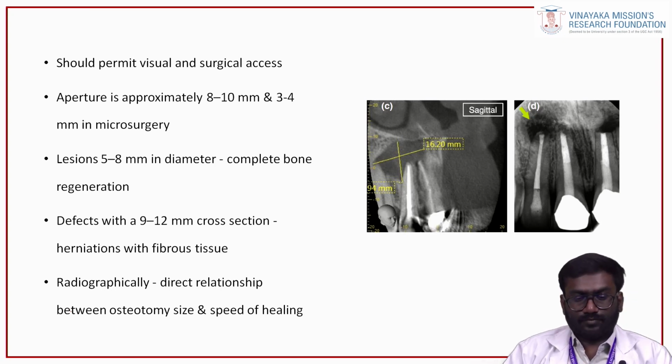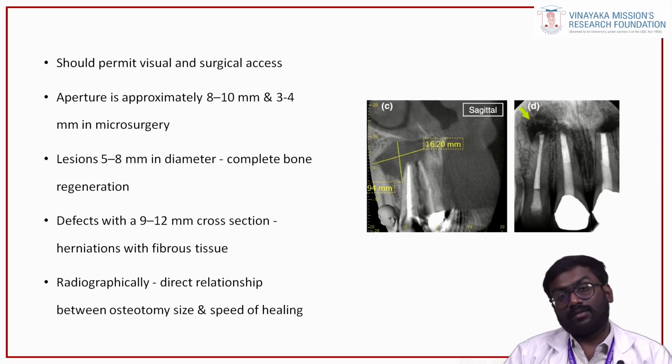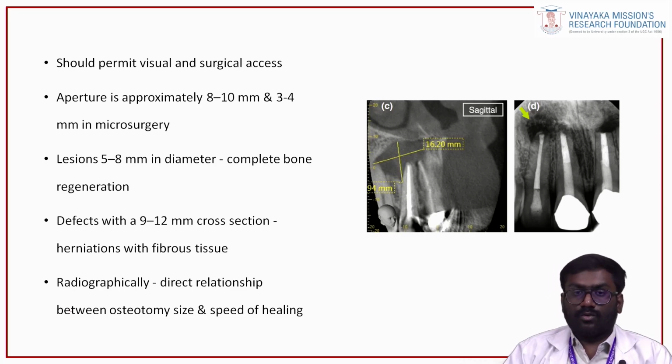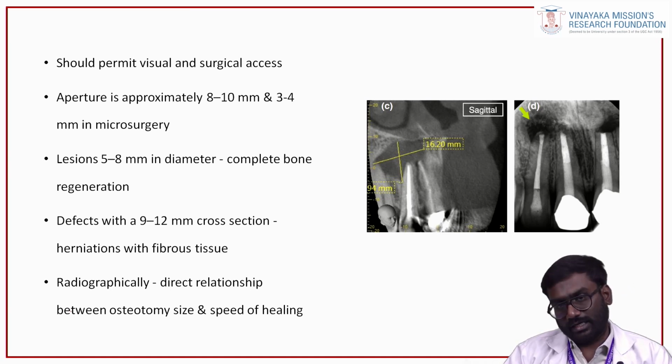Lesions which are less than 5 to 8 millimeter in diameter have complete bone regeneration capability after this procedure. Defects which are more than 9 to 12 millimeter, that is more than 1 centimeter in cross section, can have herniation of fibrous tissue. That has to be meticulously delineated from the normal tissue and removed. Radiographically, there can be a direct relationship between the osteotomy size and the speed of healing.